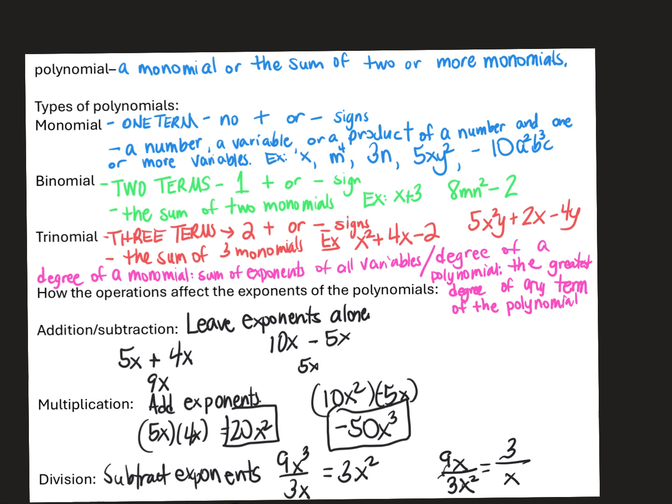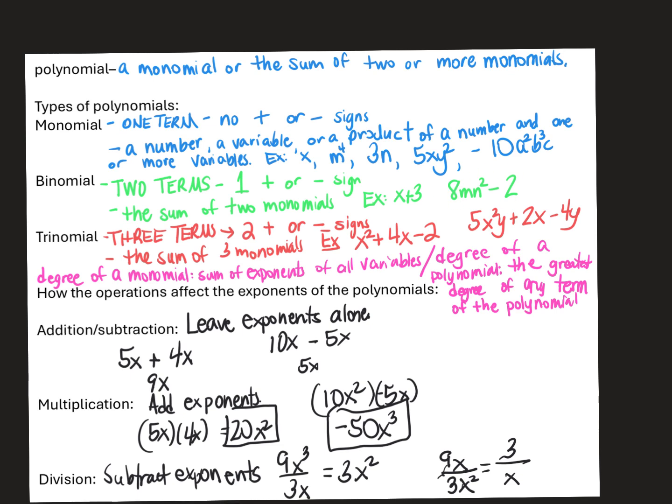For binomial, it's the sum of two monomials. For example, x plus 3. x is a monomial, 3 is a monomial. You put a plus sign in the middle, that makes a binomial. 8mn squared minus 2. Monomial, monomial, put them together, they're a binomial.